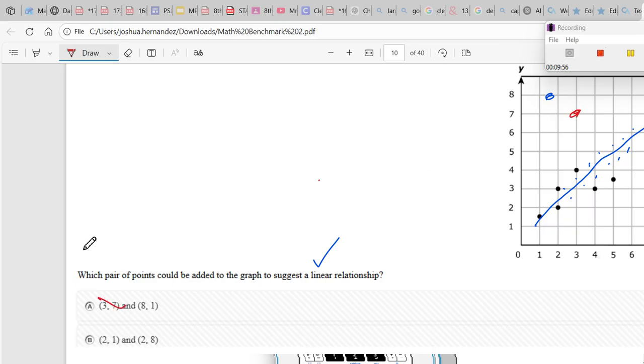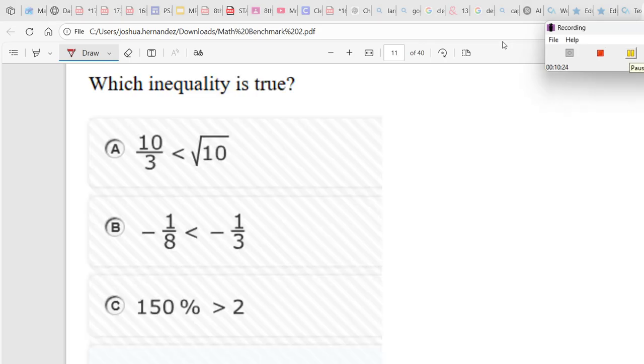Now, 2, 1. That one's iffy. And then we'll go to 2, 8. Oh no, that one's out. 2, 5. I'm still thinking that one's out too. So we go to 5, 4. Yeah, that lands in this area. And then we'll go to 6, 6. Yeah, so if we add these 2 points, it still makes it stay linear.